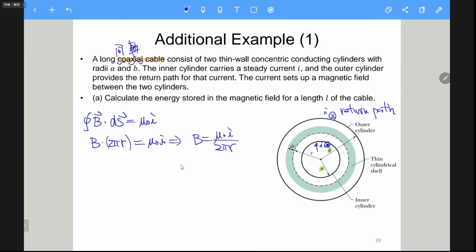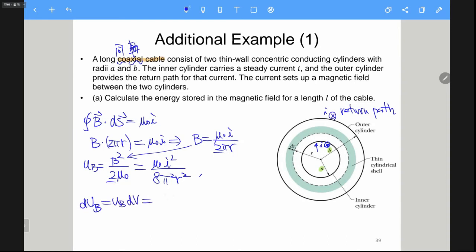Okay. So next one, we have UB to be B square over 2 mu naught, which is we plug in this one here. So we have a mu naught. One of it is cancelled with the one in the denominator. So we have a mu naught I square over 2, altogether 8, because 2 square times this 2 is 8, and then pi square r square. Okay, so dUB is like UB times dV, which is UB is a mu naught I square over 8 pi square r square, and then dV will be r dr d theta dz. This is for the cylindrical coordinate.